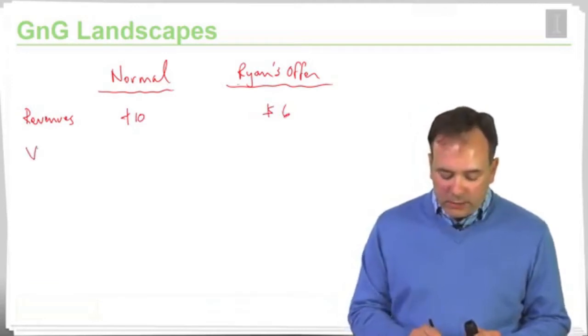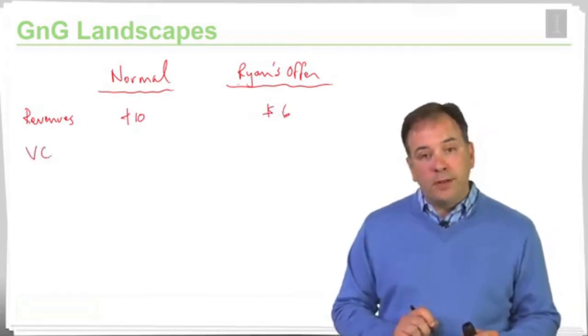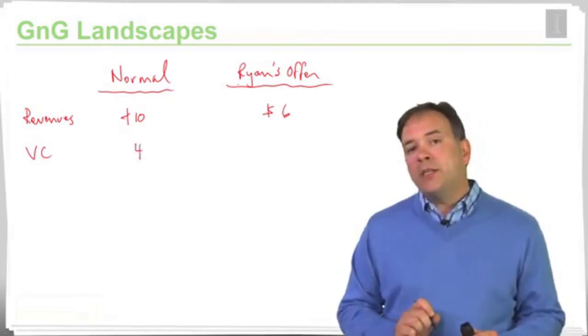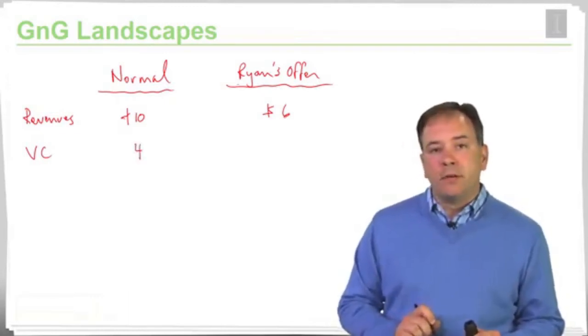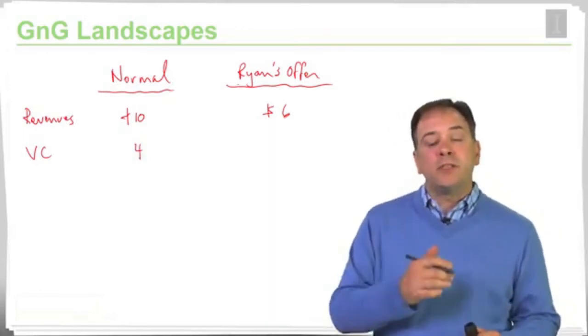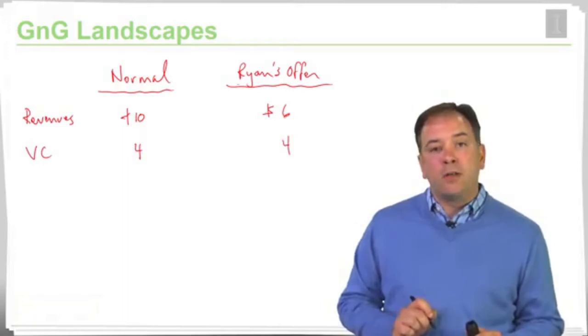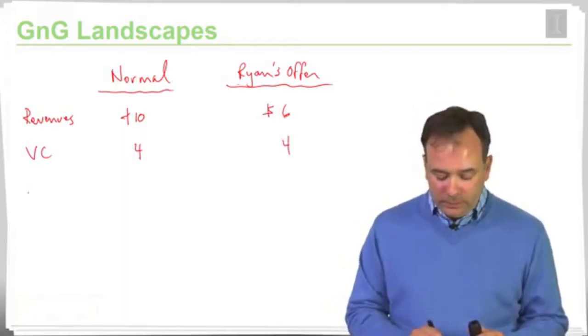The variable costs that we incur per unit are $4. And that would not change based on Ryan's offer. We're not changing our product. Ryan's just looking for a special price. So the $4 stays the same regardless of what option we choose.